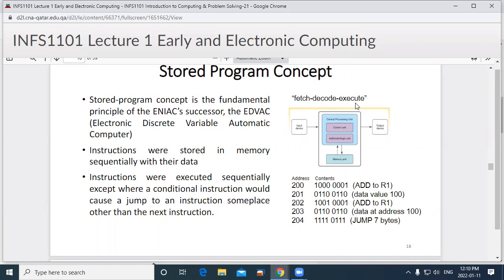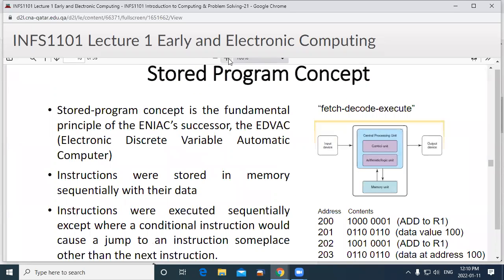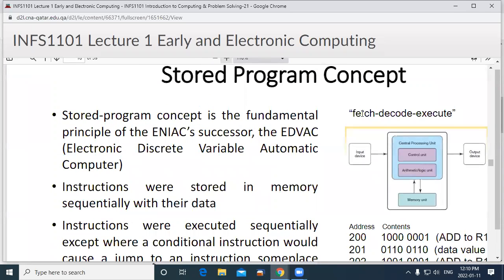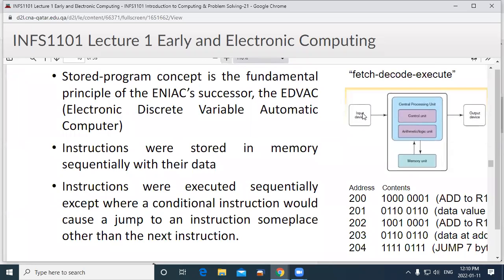And this model was produced by Von Neumann. And the model has an input, output. I should actually make this a little bit bigger, so maybe it's a little easier to see. But you can look at this at any time on D2L. So this document's there for you. So we have an input and an output, and we have a central processing unit.